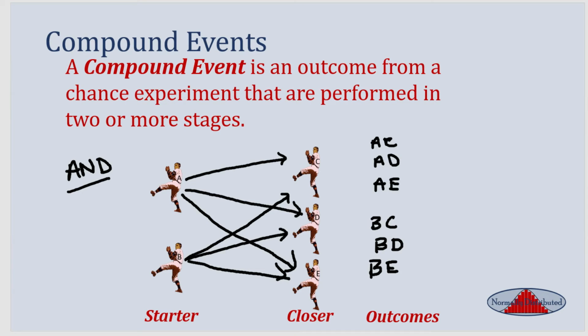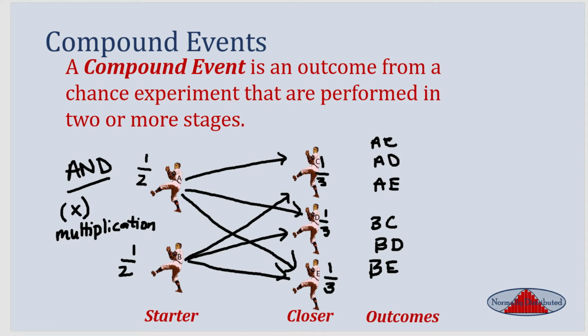And what I want you to think of when you think of "and" is multiplication. So let's say these guys all have the same probability of playing. That means there are two choices for the starter, so each one has a 50% chance of being chosen. With the closer though, there are three, so each one has a 1/3 chance of being selected.